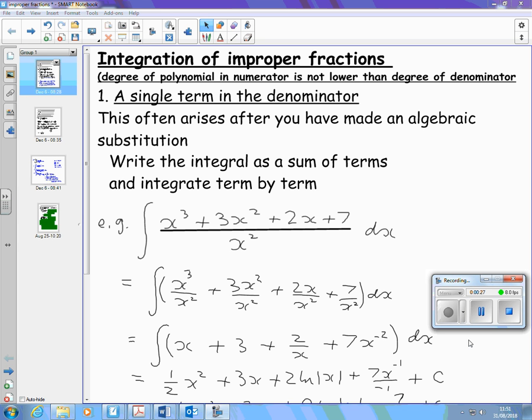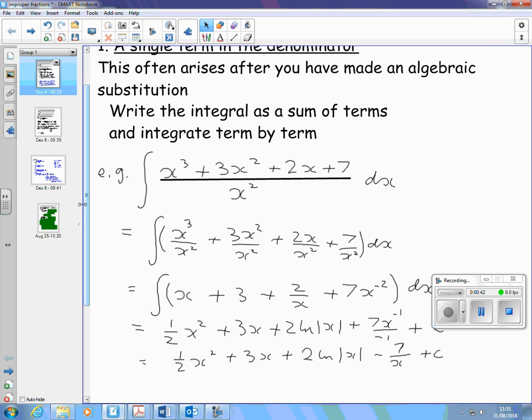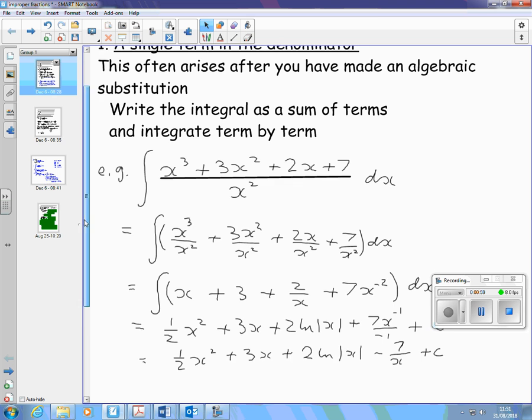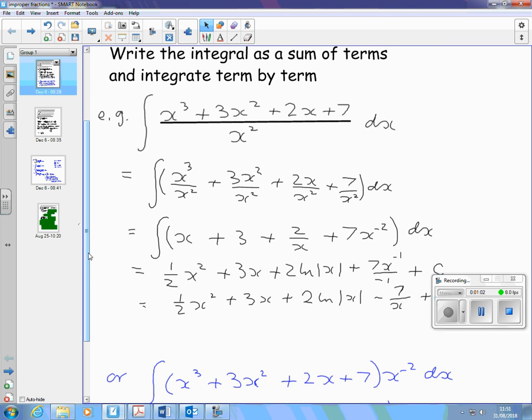The first kind that arises is where you just have a single term in the denominator, and this often arises after you've made an algebraic substitution in your integration. So either you can divide each term of the numerator by the single term in the denominator. So in my example, the single term is x squared, and we can divide each term of the numerator by x squared, and then we get a sum of terms, each of which we can integrate.